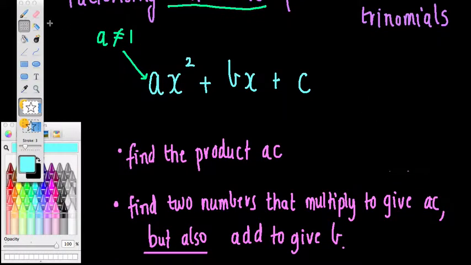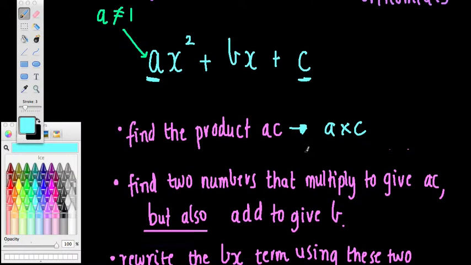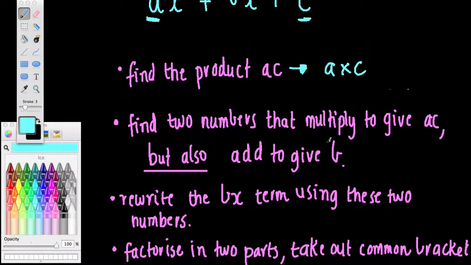Once you notice you don't have a 1 there, so you might have a 2, a 4, a 10, whatever it is, it can be negative as well, what we want to do is find the product AC. So I want you to take this number here, the A, and I want you to multiply it by C. So this means A times C. First we do that. Then what we do is we want to find two numbers that will multiply together to give you that number that you found there. So two numbers that will multiply to give you that AC value.